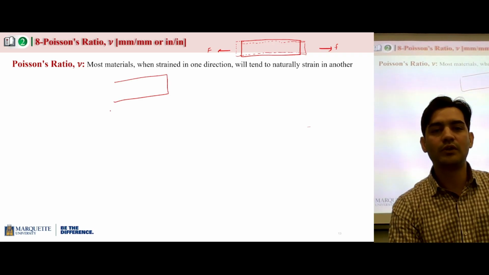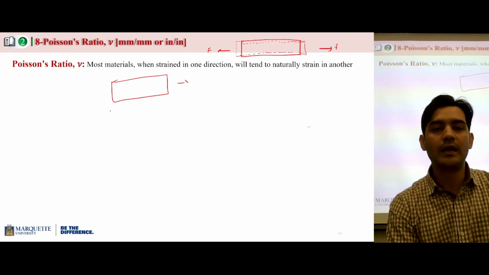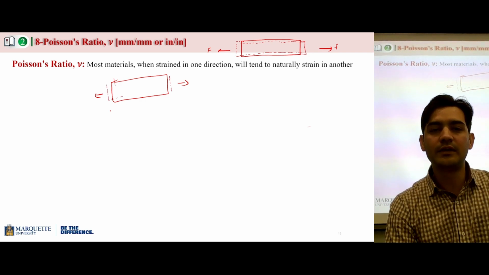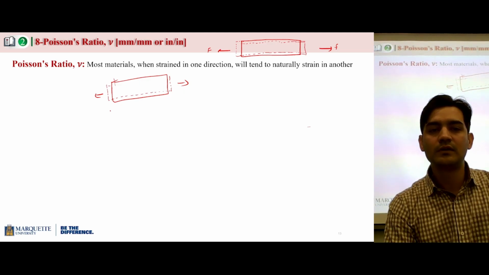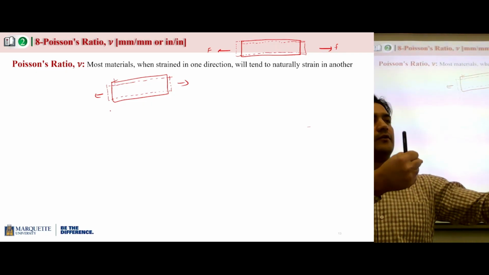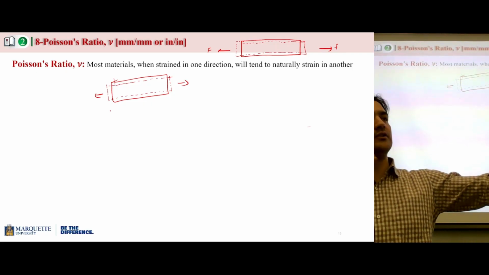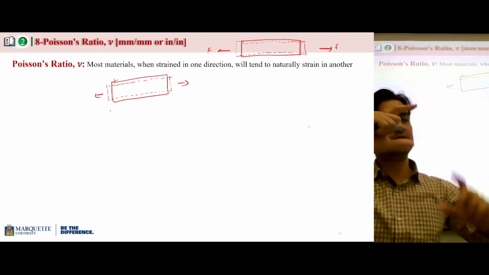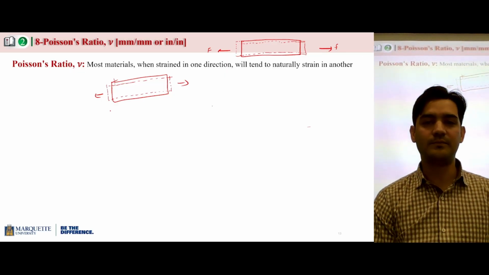So if this was the original member and you apply the force, what will happen is it's going to elongate where you have applied the force, but it's going to reduce in the other direction. So that's what actually will happen. If you stretch, you're going to see elongation along the force where you're applying it, but in the other directions, you're going to have a reduction in shape.